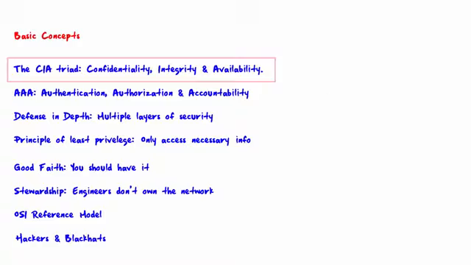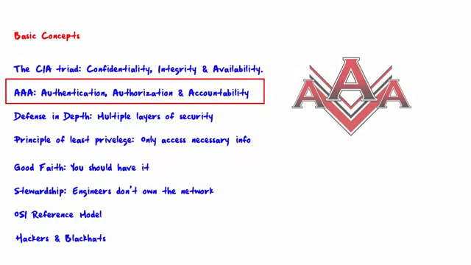The next concept is AAA, or authentication, authorization, and accountability. Authentication means proving that you are who you say you are. So, if you log in as Huckleberry and you produce Huckleberry's password, then the system will likely authenticate you. Authorization means the actions that it is possible to perform once you've been authenticated. Usually this defines what files you can read, write, or modify.